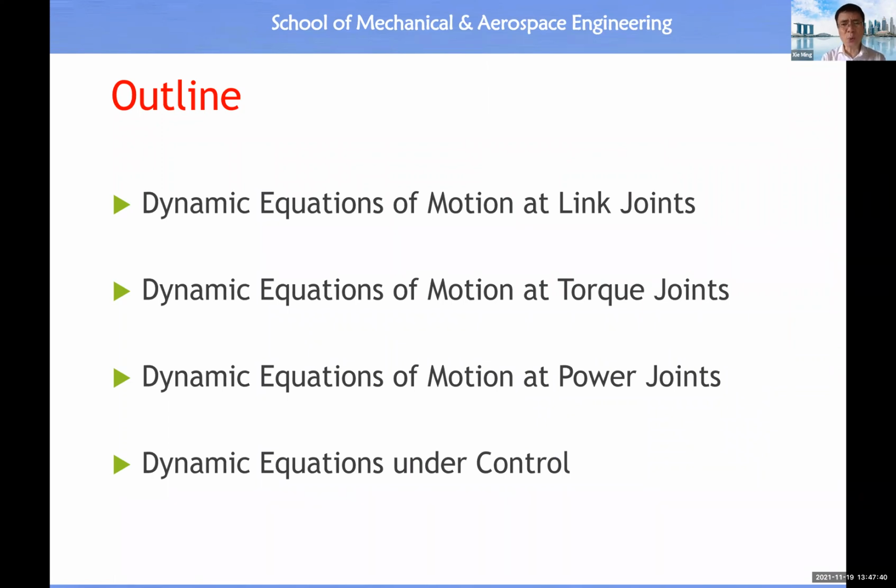So in lecture 2, we are going to look into the detail of dynamics under control. So you remember in lecture 1 of module 4, we actually have exposed you to many concepts in control theory. One is about transfer function. One is about the block diagram.